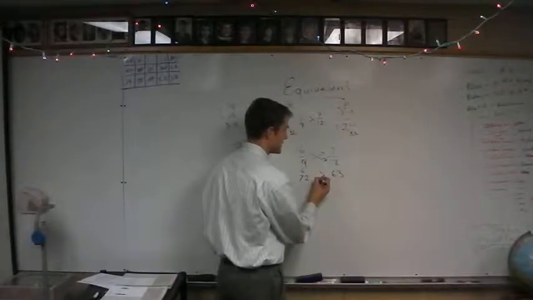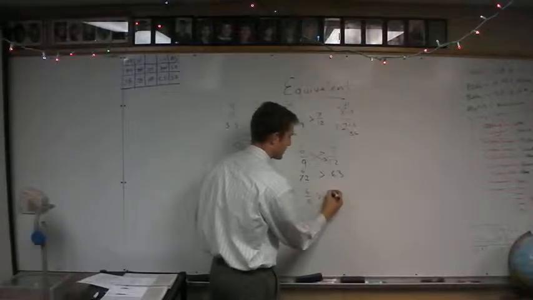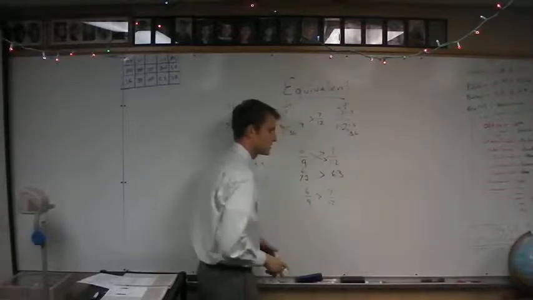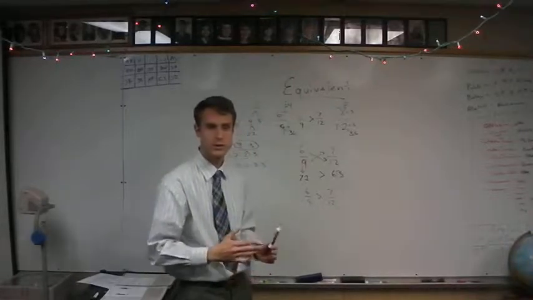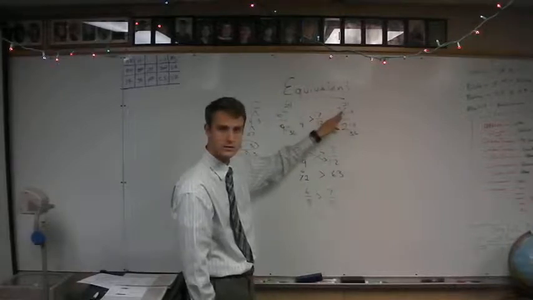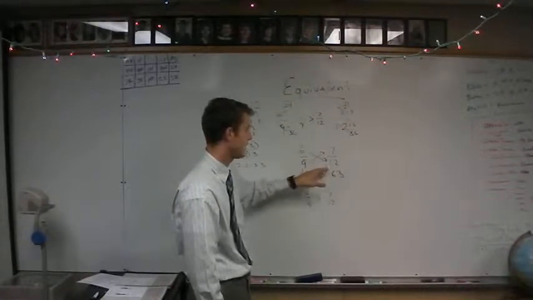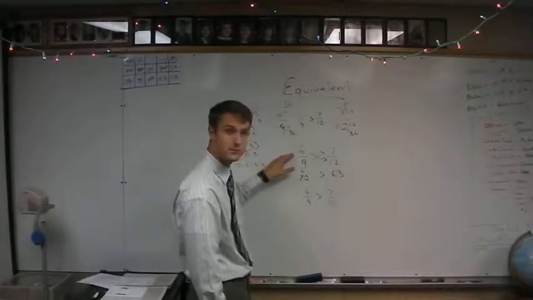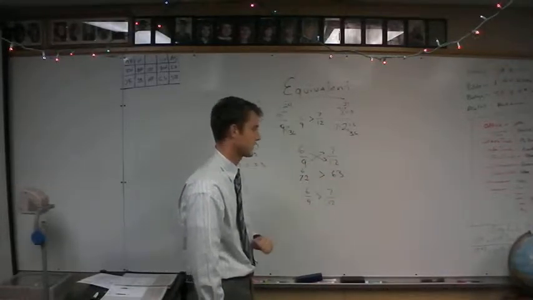72 is greater than 63. Therefore, 6/9 is greater than 7/12. So those are the two methods to determine if fractions are equivalent, greater than or less than. I can make common denominators and compare the numerators, or I can cross multiply starting on the top left, multiplying down. That number will go with the left fraction. Bottom up, that number will go with the right fraction.